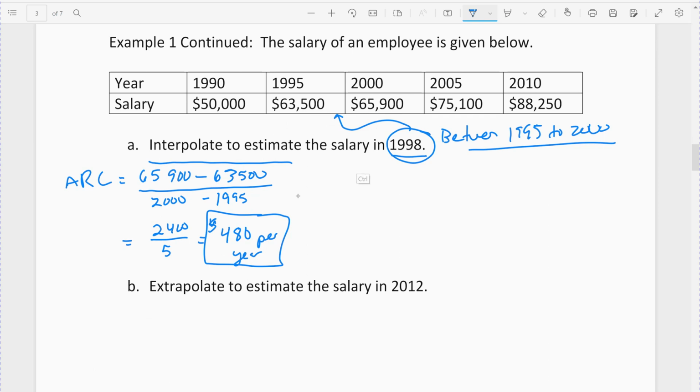All right, so we start with the 1995 year. So that's the starting salary. The starting salary was $63,500. We get to add $480 per year. So when we go from 1998 to 1995, right, that would be 3 years. All right, so 3 years we get to add $480.